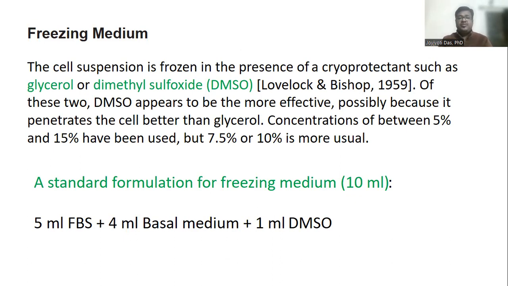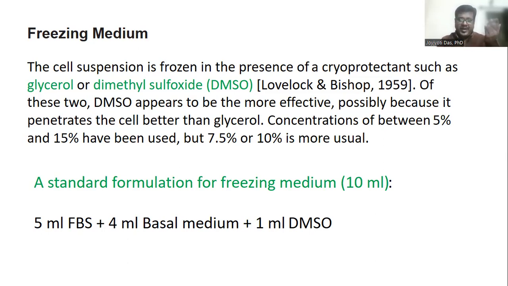So how to constitute a freezing medium? Will you add DMSO or any other cryoprotectant directly to the cell for cryopreservation? No. You have to constitute a medium first, which is called the freezing medium. A standard formulation for 10 ml of freezing medium comprises 5 ml of fetal bovine serum, 4 ml of the basal medium in which the cell is cultured, and 1 ml of DMSO. So that's around 10% DMSO. The cell suspension is frozen in the presence of a cryoprotectant such as glycerol or dimethyl sulfoxide.